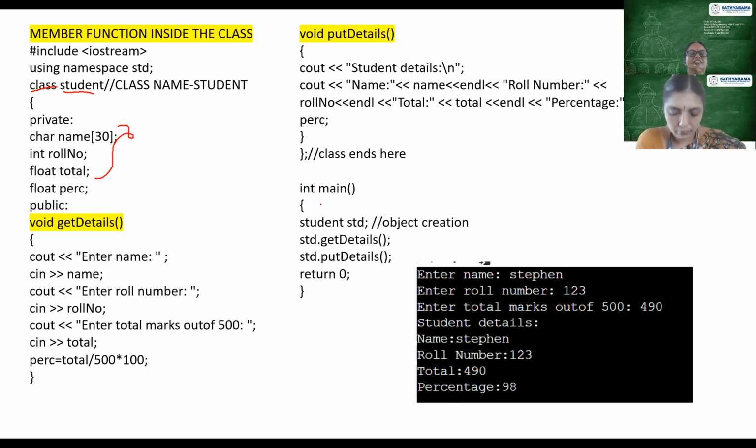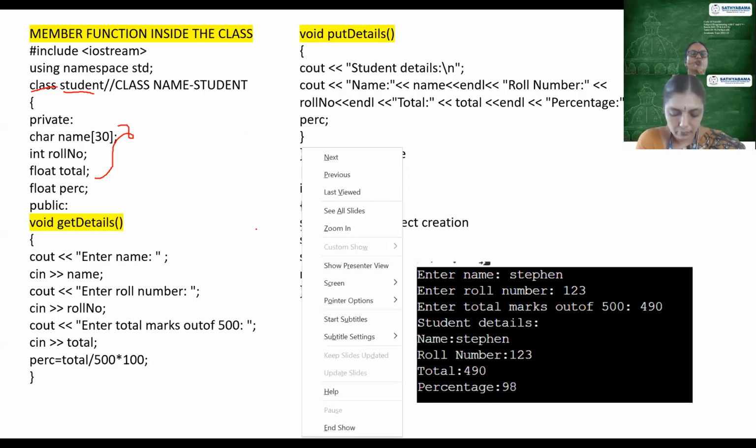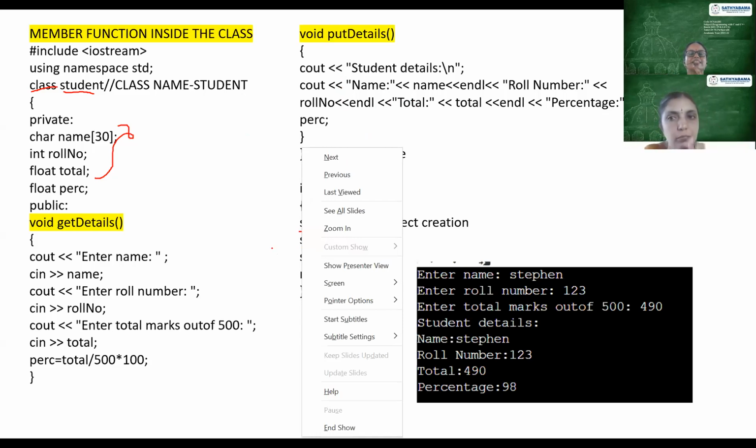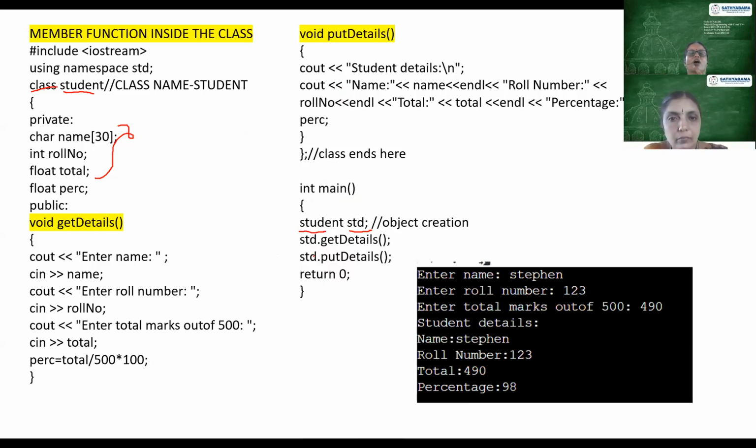And you all know this is my main program. And in the main program, my class name is student. Class name, space, object name. What is my object name? STD. To access the particular function, we all know object name, space, get detail. Object name, dot, put detail. Return 0. So this is to get the detail.